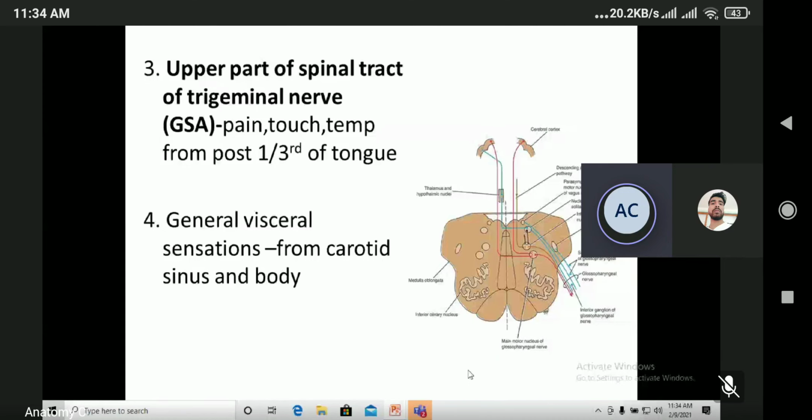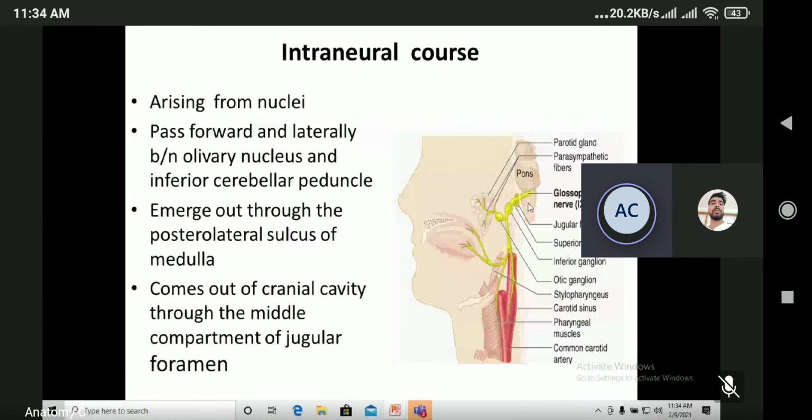So it emerges out from here, at the posterolateral surface of the medulla. Then it enters the middle compartment of the jugular foramen.